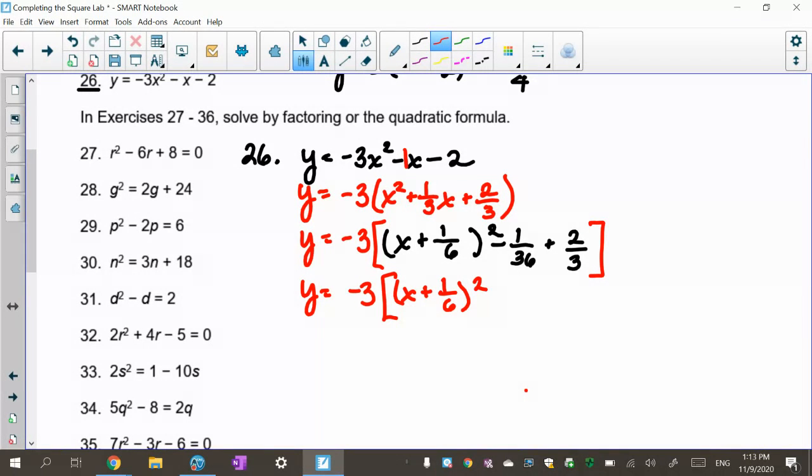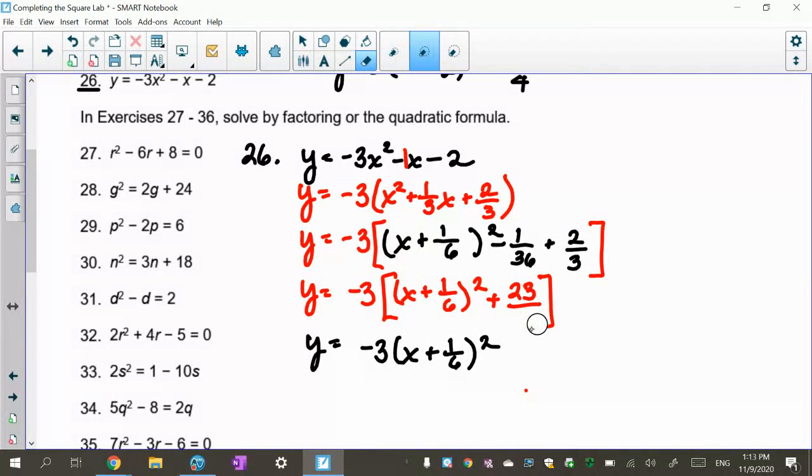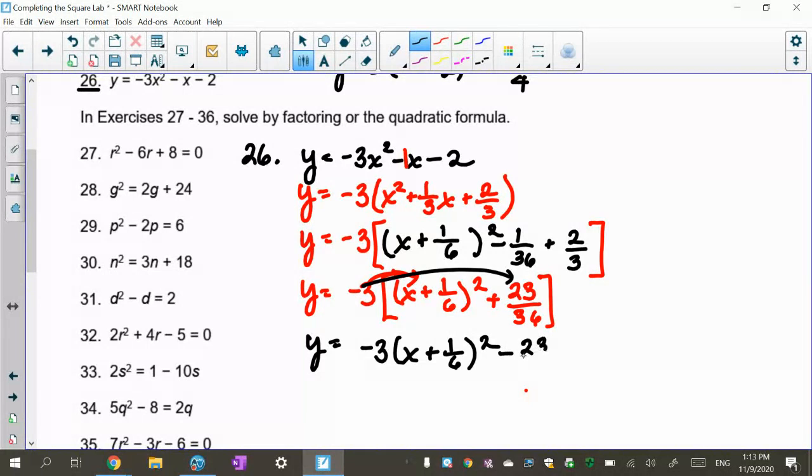And then when I combine those two right there, I'm going to get 23, and it's going to be positive 23/12. And then I'm going to distribute that through. So I get negative 3, parentheses x plus 1/6 squared. And actually, that's not 12, that's 36 right here, my fault. Okay, so that's going to be 36. And then when I go through and distribute that, that's going to turn to minus 23/12.